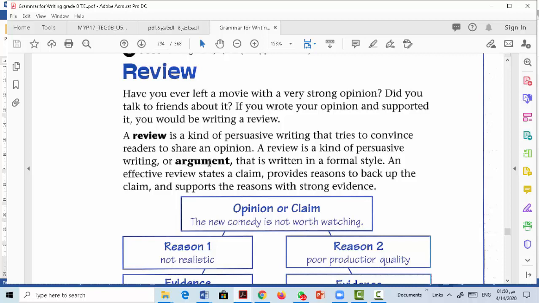And we've studied writing an argumentative essay before. So this is similar to an argumentative essay with one exception. You don't write about the counter argument. So in a review, you have only a one-sided argument. That is written in a formal style. An effective review states a claim, provides reasons to back up the claim, and supports the reasons with strong evidence.